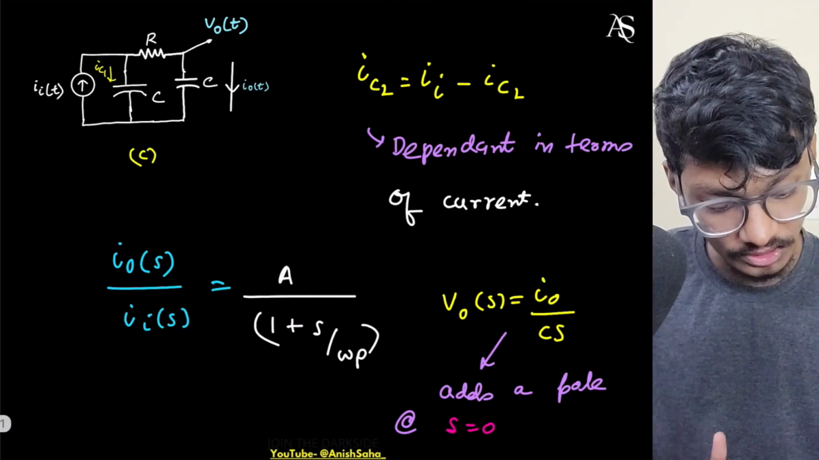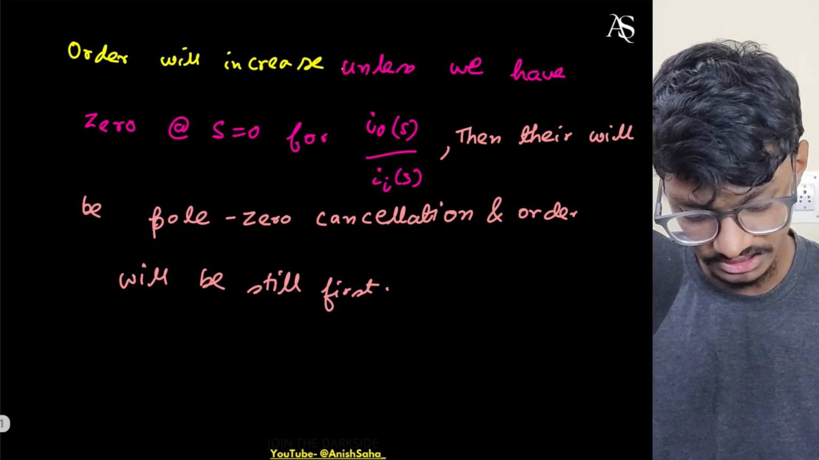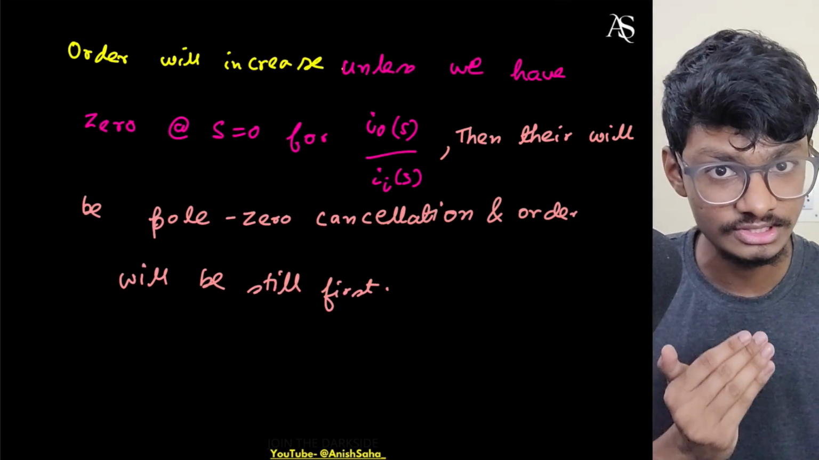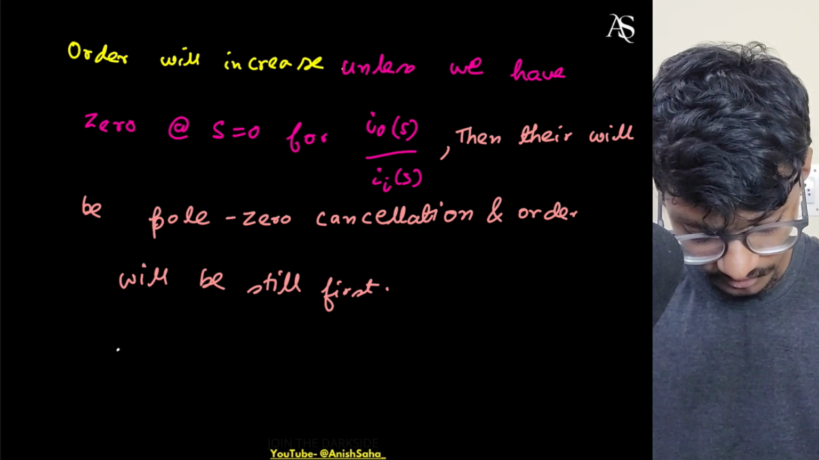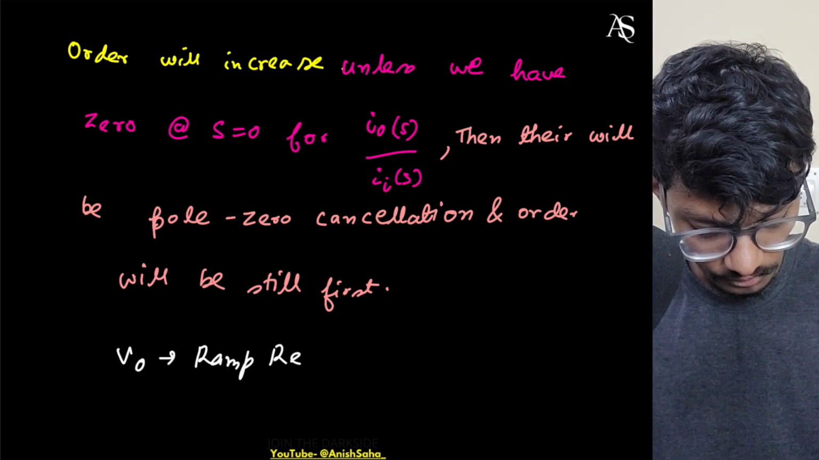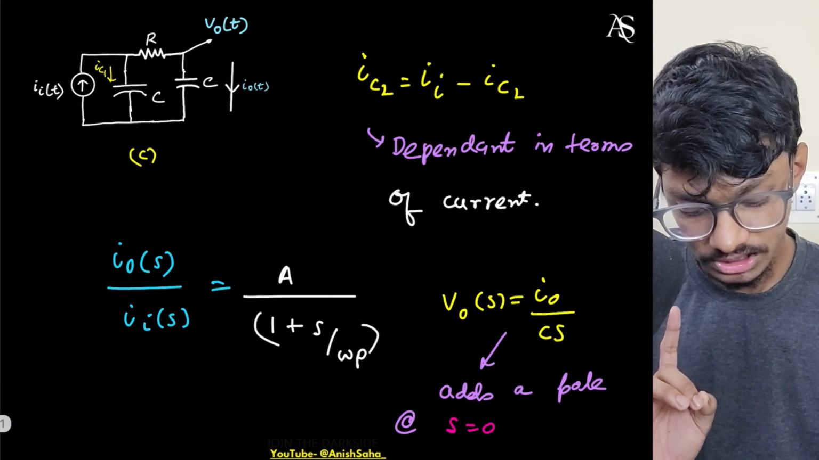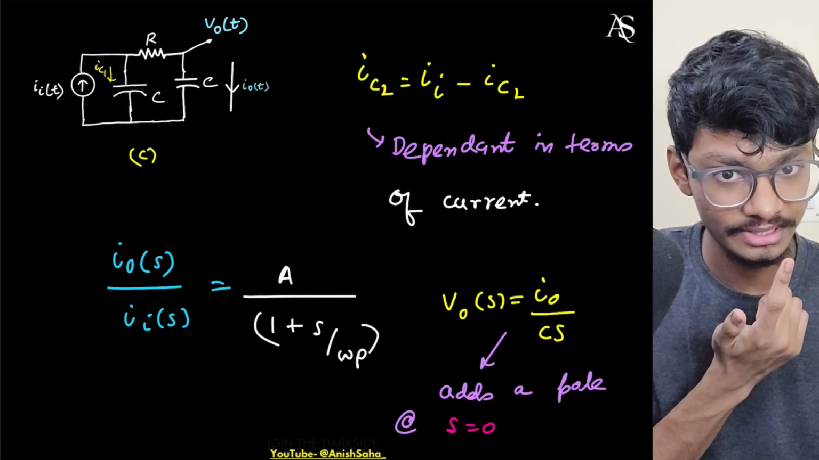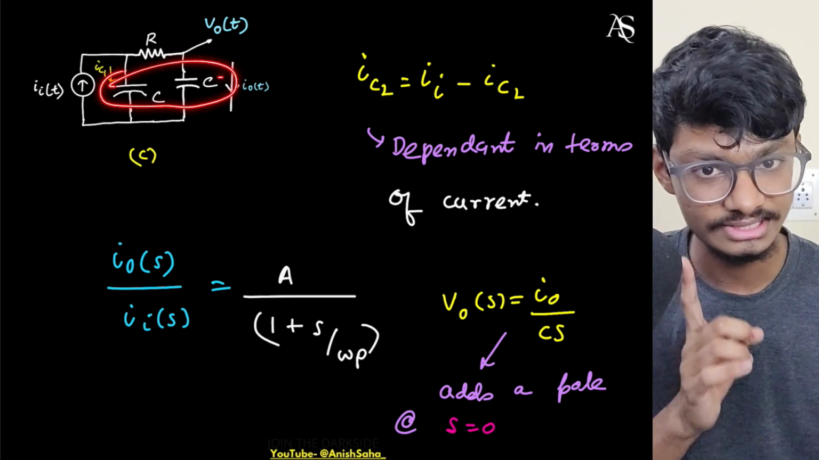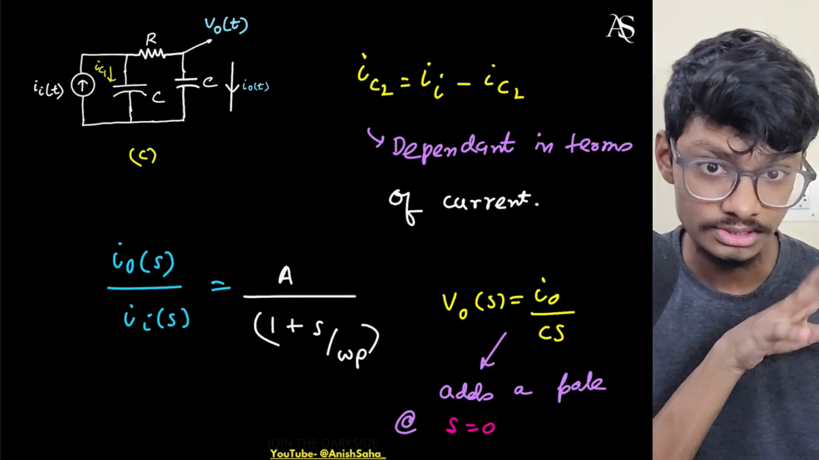Okay, so in this case, what is happening? Our response is a second order response. We will get an extra pole added because we don't have a zero at s equals 0. So VO will be a ramp response, and you can understand that as well. Why? If you observe carefully, is this reaching steady state ever? This is reaching steady state in terms of current, but in terms of voltage, no.